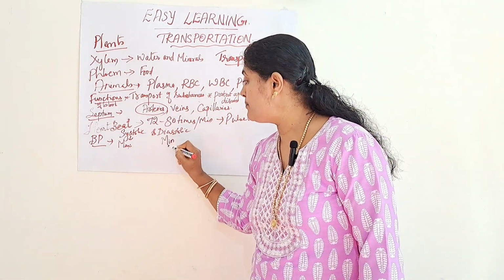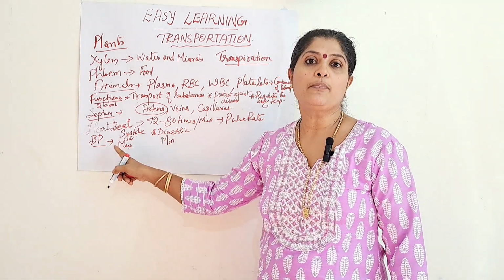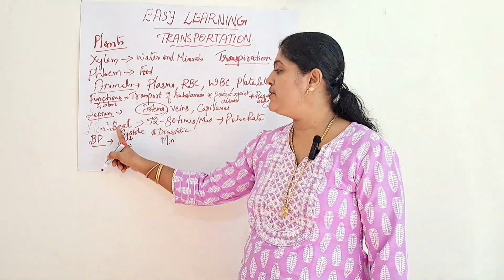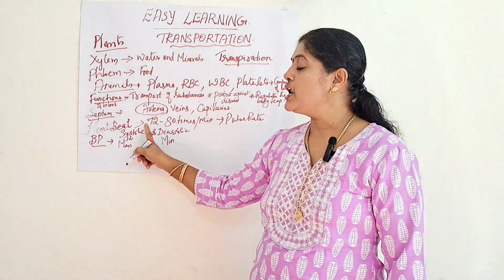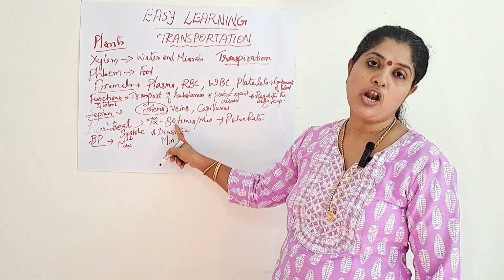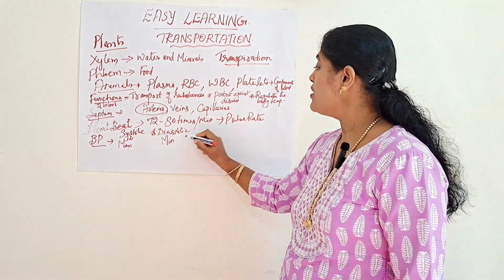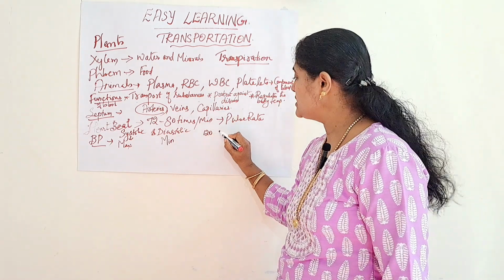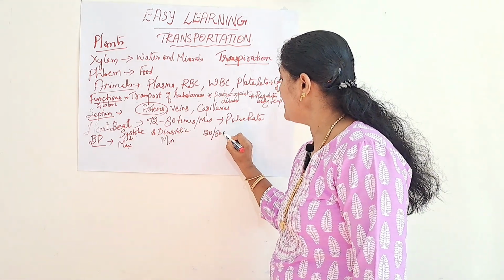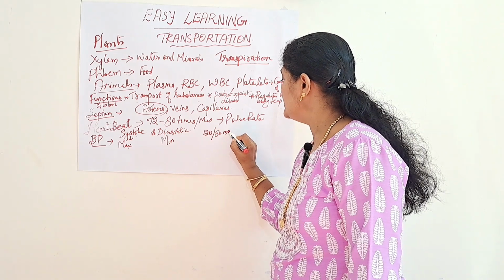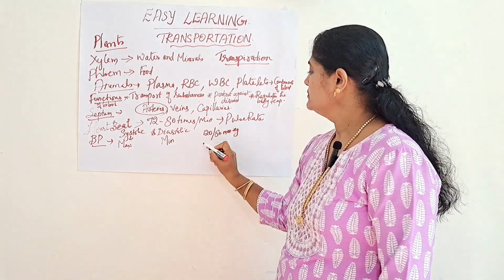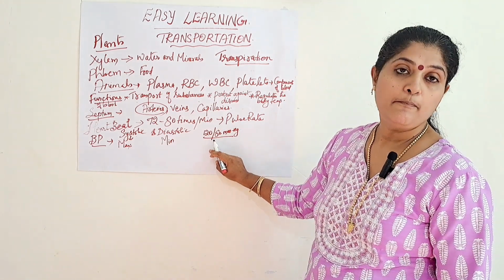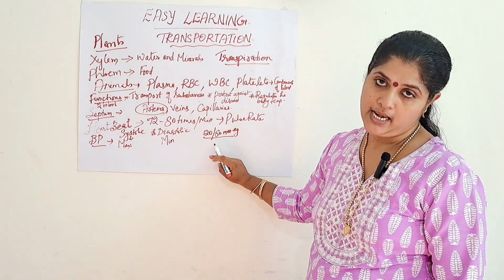So this is the minimum pressure and the other one is the maximum pressure. This you should know very well: what is meant by systolic pressure and what is meant by diastolic pressure. And the value of blood pressure is 120/80 mmHg. So this is the normal blood pressure rate of a person.